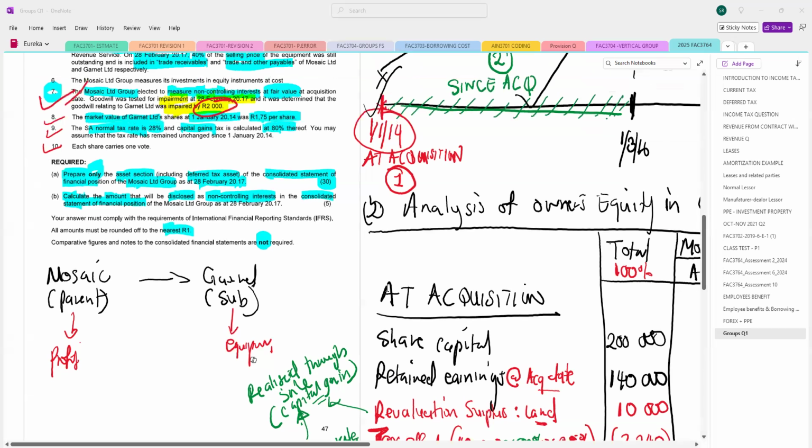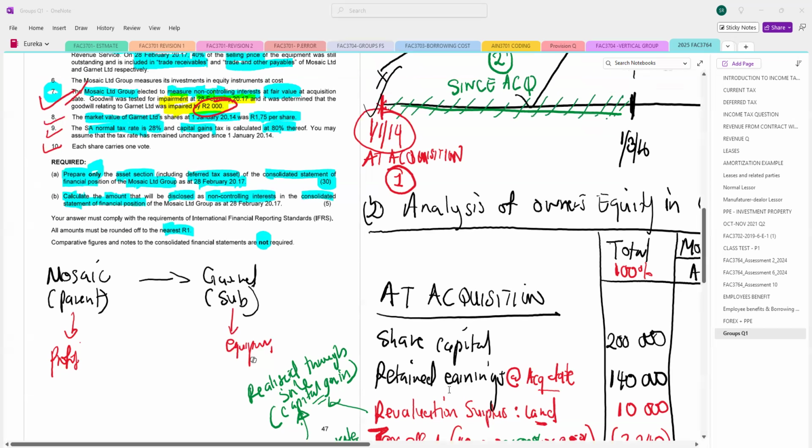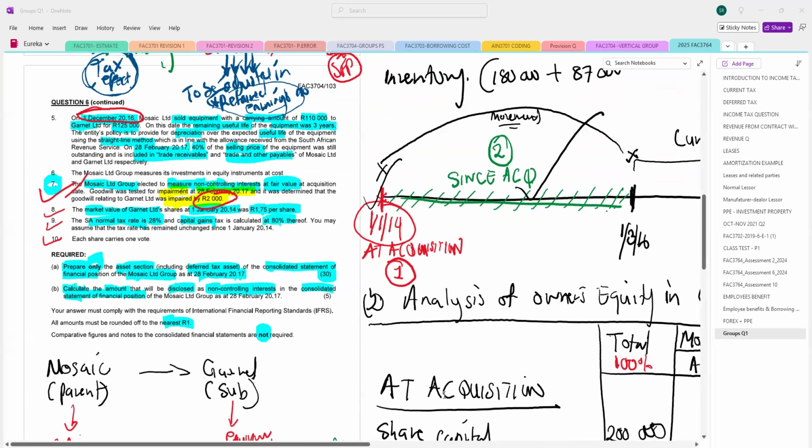So we understand that it's the parent that is selling, it is not the subsidiary. So this does not go anywhere close to my analysis of owner's equity, but that does not mean it's not an intra-group transaction. It's still an intra-group transaction. So I'm still going to deal with the intra-group transaction itself. So what happened? Let me go back to it.